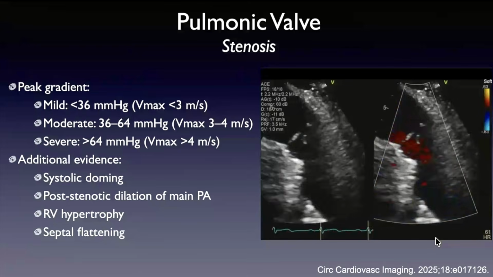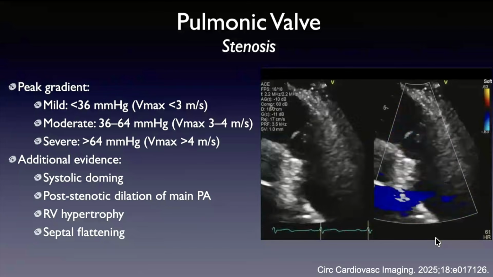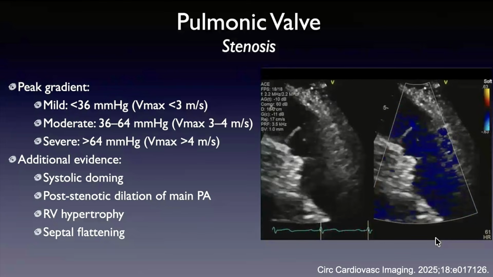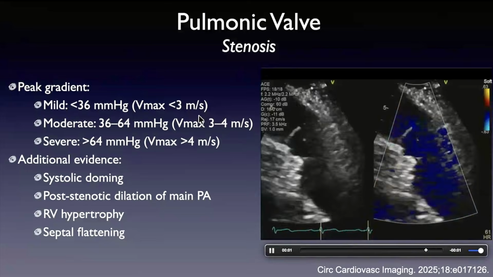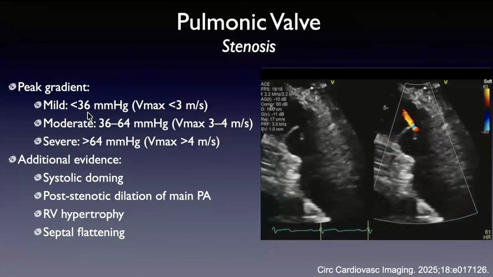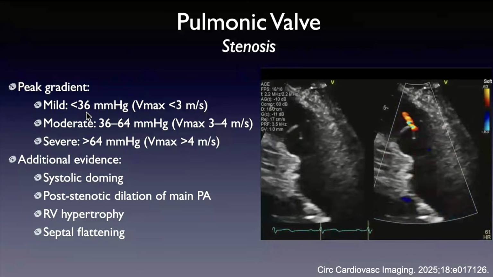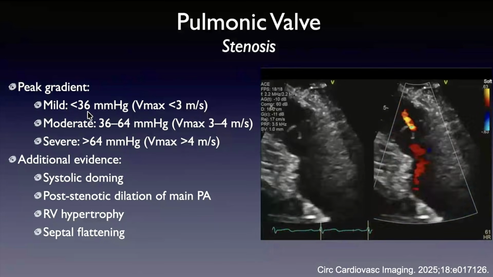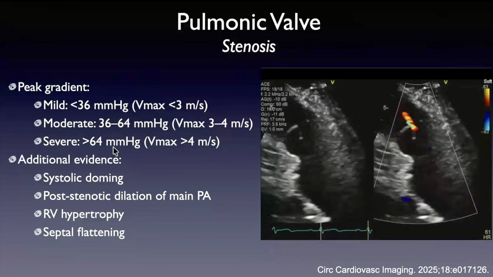Okay, and the gradient of pulmonic valve stenosis is very simple, and Mike mentioned this last week. It's really based on velocities, and it's very simple to measure. Mild is less than 3 meters per second. Moderate is 3 to 4 meters per second, and severe is greater than 4 meters per second. And when you use 4v squared, you come out to a peak gradient of less than 36 for mild, 36 to 64 for moderate, and greater than 64 millimeters of mercury for severe.